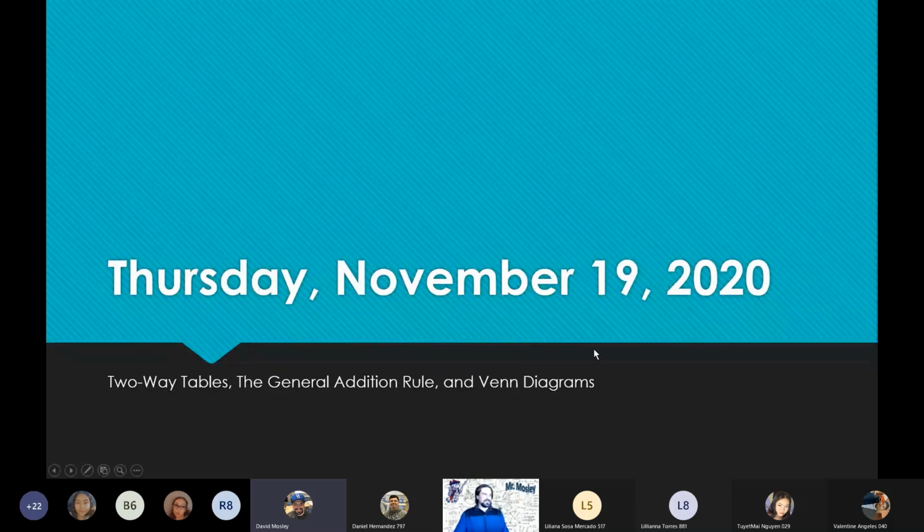All right, so it is Thursday, November 19th, 2020. Today, we're going to be looking at two-way tables, the general addition rule, and Venn diagrams. And we'll also look at another way of creating a sample space at the end of the presentation.